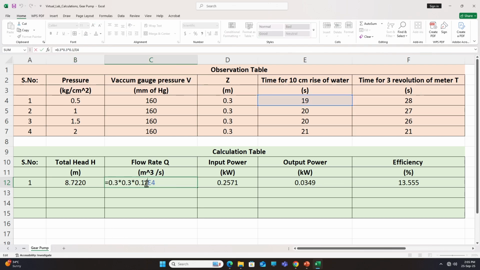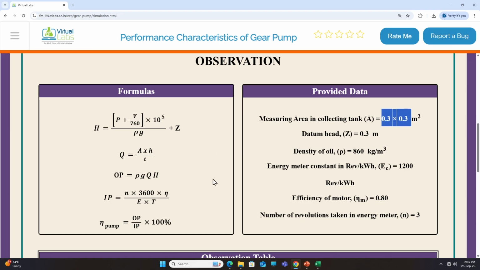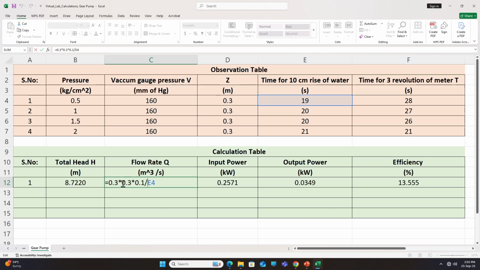Then for the flow rate, the formula is given here, that is A into H by T. Area would be what? 0.3 into 0.3, that is given, into height is 0.1, that is entered here, 0.3 into 0.3 into 0.1 by time taken. Time taken is 19 seconds. This is the value that is given in the cell E4, that is entered here. So this gives me the flow rate.